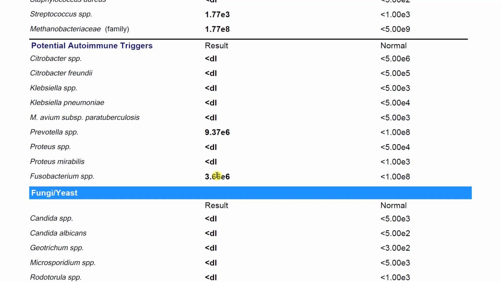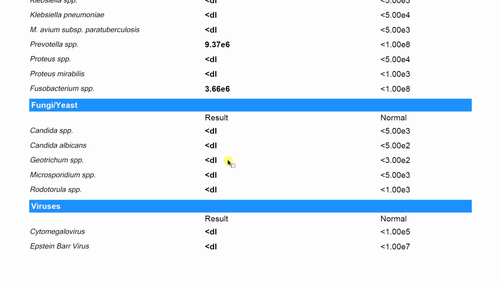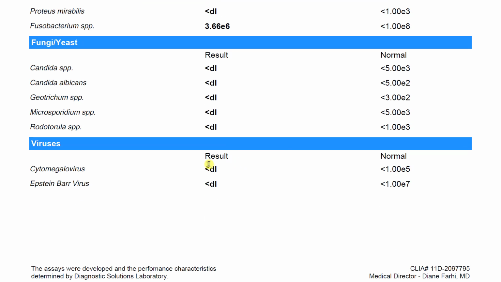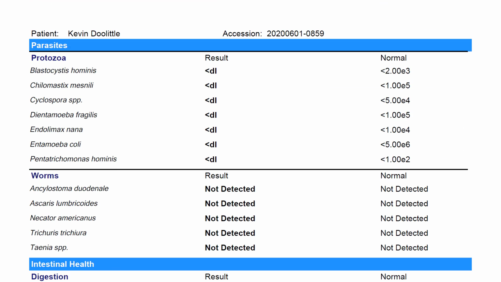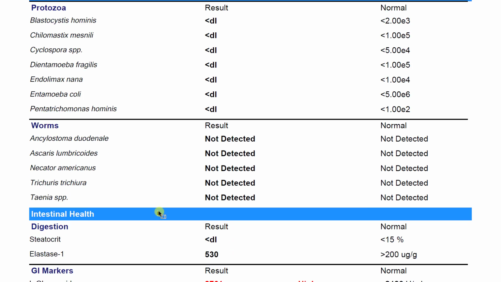They're not flagged for being abnormal, but they're just present. So nothing that I would be concerned with there. As far as fungal overgrowth, cytomegalovirus, or Epstein-Barr virus, you were negative previously and you're negative now. Looking at your parasite survey, again, previously no parasites were detected, so you can see that's all the same. There were no worms detected.